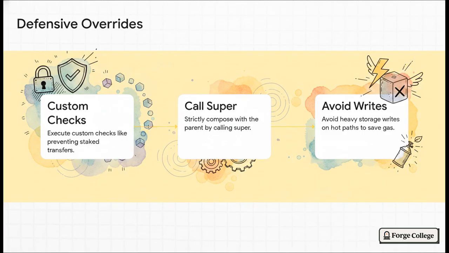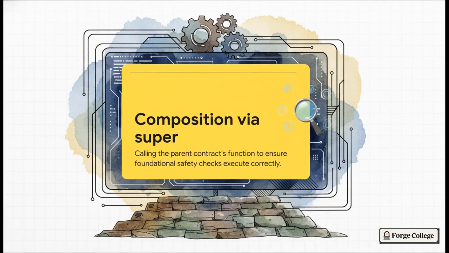First, run your custom checks. For example, making sure a stake token can't be transferred out. Second, strictly compose with the parent by calling super. And third, absolutely avoid heavy storage writes on these hot paths. And by hot paths, I mean functions that execute constantly. Because if you don't, they will bleed your user's gas dry. Literally.